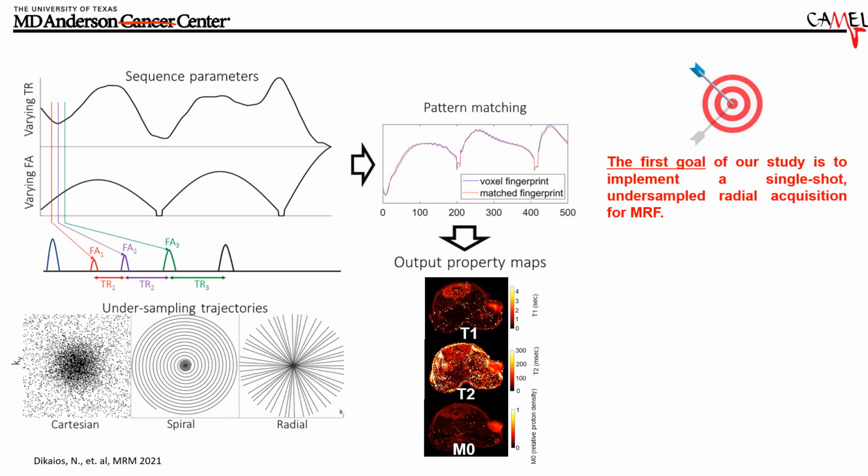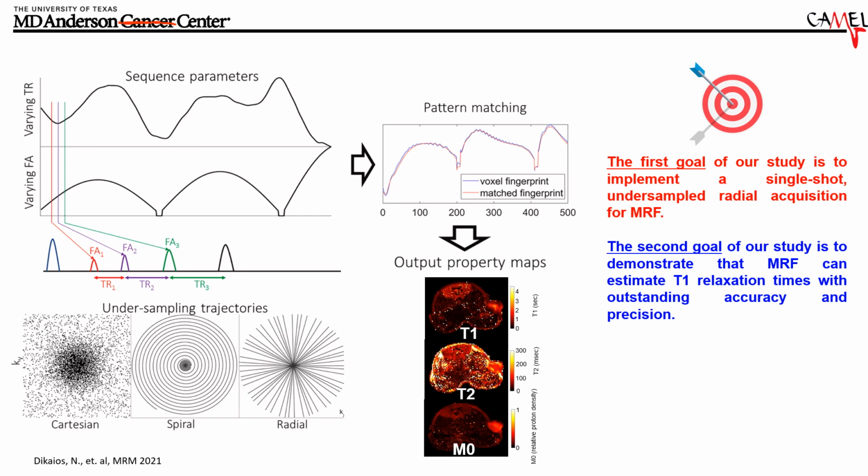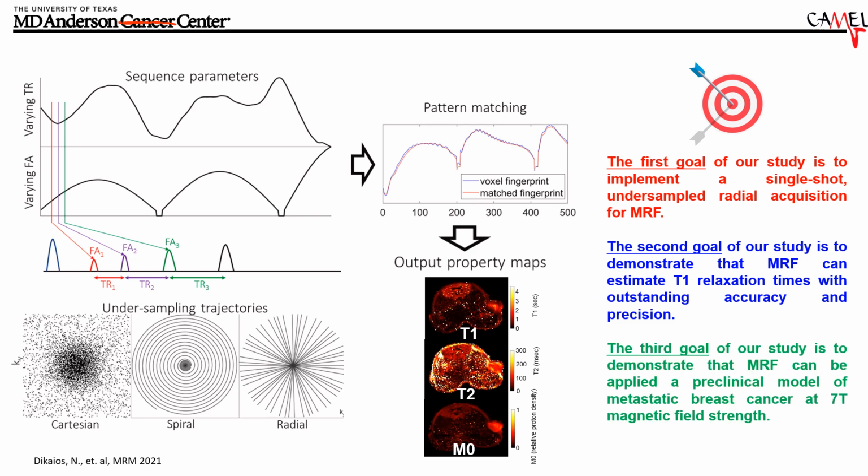So the first goal of our study was to develop an undersampled radial imaging MRF method for preclinical imaging, to apply that to estimate T1 times with outstanding accuracy and precision, and then to apply that to a preclinical model at 7T. Now, while MRF has been well developed for clinical imaging, clinical MRI scanners do have higher quality. Preclinical MRI scanners have lower quality due to variable B1 and B0 inhomogeneity and some other issues. So performing preclinical MRF is a challenge, and this work is really addressing the challenge.